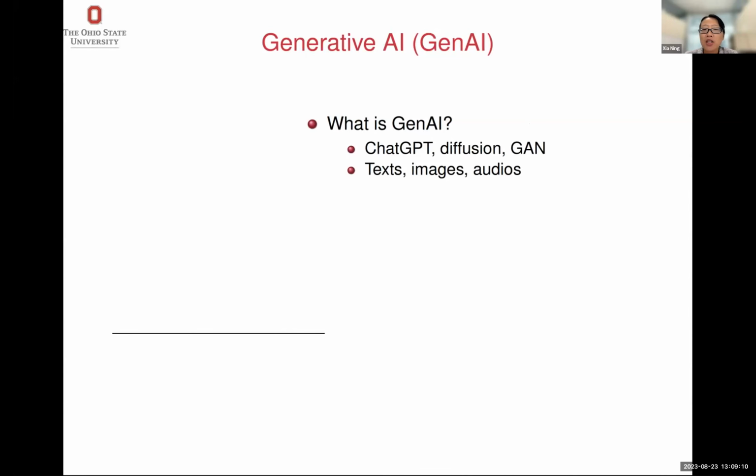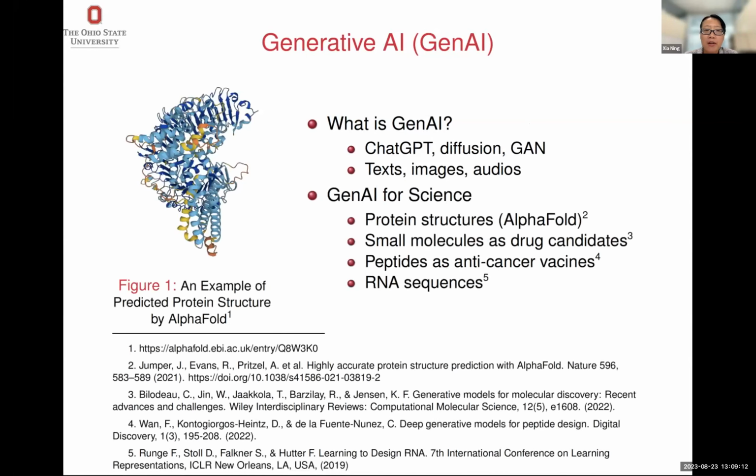But I really want to mention that generative AI for science has been really developed in the last few years. For example, we have AlphaFold to generate the folding structures of proteins, and there has been a lot of work on small molecule generation for drug candidates or for drug design, and also peptide generation for anti-cancer vaccines and RNA sequence generation, also for vaccines.